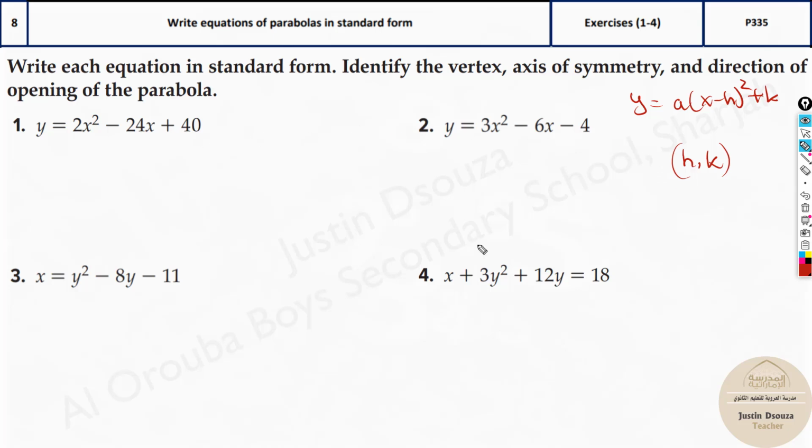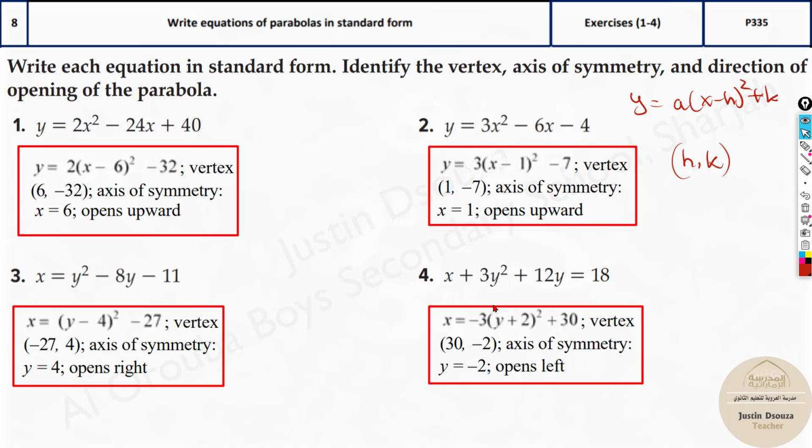Now, this actually needs to be done by the completing the square method. But since this is in the MCQ part, I will tell you a shortcut. But you need to know all the 4 options first. So let us just look into the answers of these. Here you have plenty of different options, right? So the first thing is take your calculators.